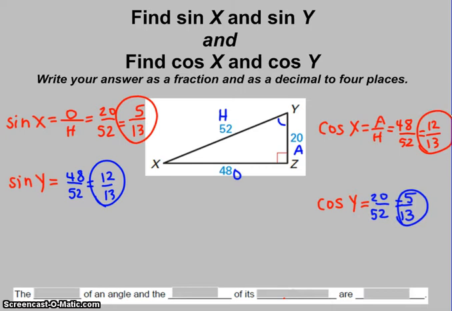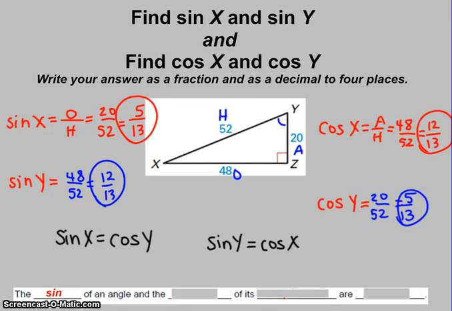So what you'll notice here is that sine of x and cosine of y are exactly the same. Okay, and I also see that sine of y is equal to cosine of x. The reason that is, is because angle x and angle y are complementary. Remember that complementary means that they add to 90 degrees. So the sine of an angle and the cosine of its complement must be equal.